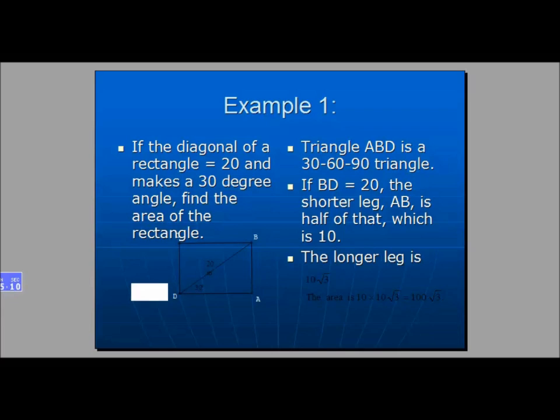In example 1, if the diagonal of a rectangle equals 20 and makes a 30-degree angle, find the area of the rectangle. We know that triangle ABD is a 30, 60, 90 triangle. If BD equals 20, then the shorter leg AB is half of that, which is 10, and the longer leg is 10 square root of 3. The area of the rectangle is 10 times 10 square root of 3, which is 100 times the square root of 3.